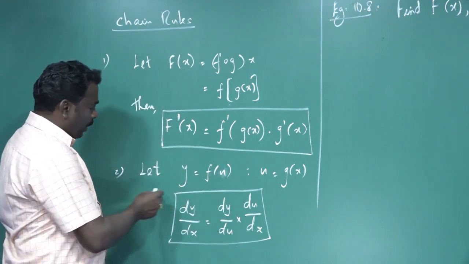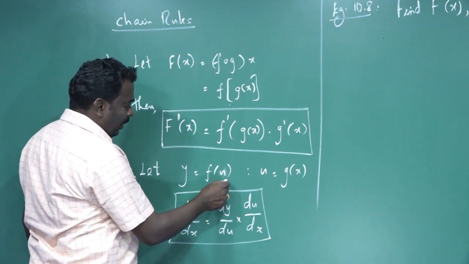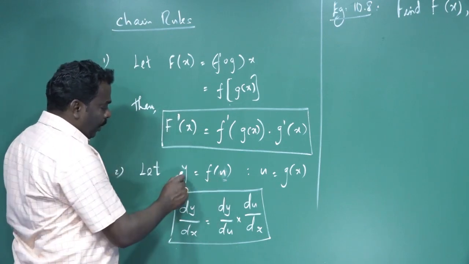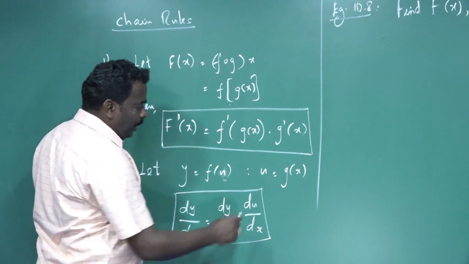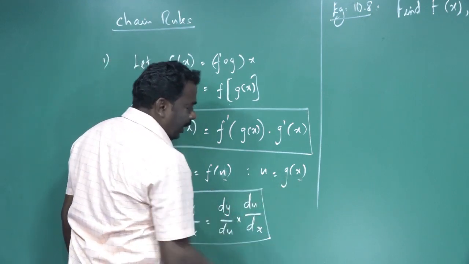The other, second form: y is a function of u, y equals f of u. Then u is a function of x, that is, u is equal to g of x.